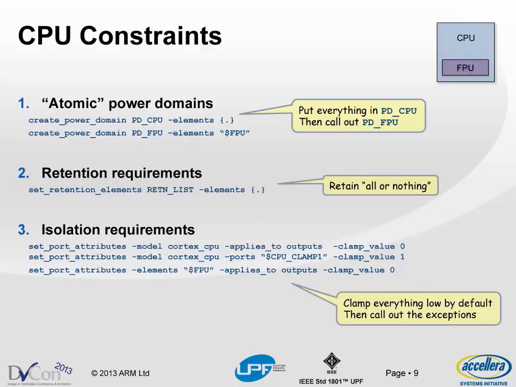This set retention elements list creates essentially an atomic list of state that must be retained or not altogether. And then here are my isolation requirements that I'm putting on for the CPU. So essentially I'm saying all outputs must be clamped low, and then using the more specific overrides, the more generic concept in UPF, I go ahead and override a select few of them that need to be clamped high.